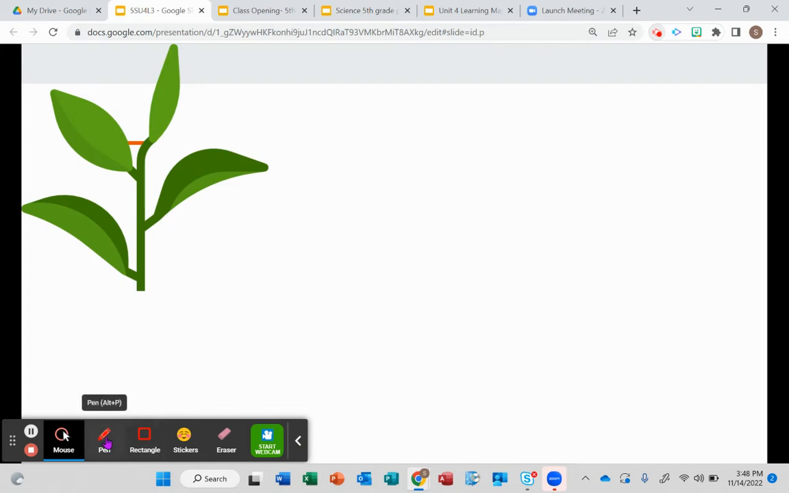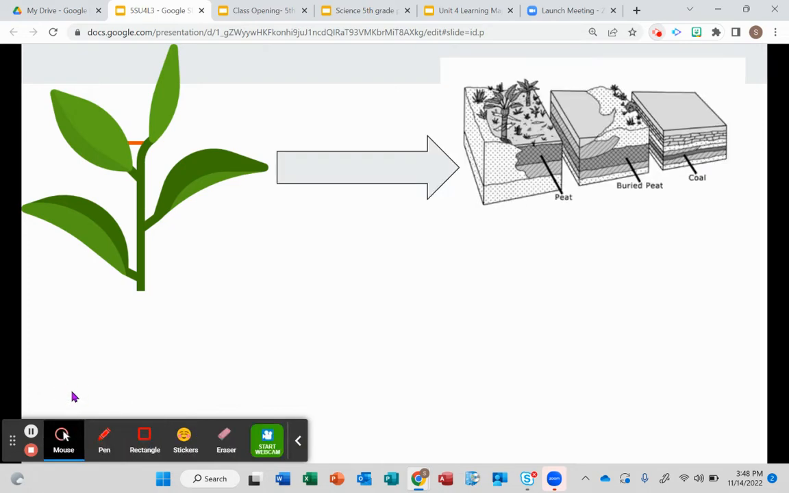Now, let's go into what happens when a plant dies. A plant will die, this is one example, and then it will sink to the bottom of a lake or a swamp. From there, something called peat gets laid on top of it, which is decaying leaf and plant matter. So that's what this dead plant is going to turn into: peat.